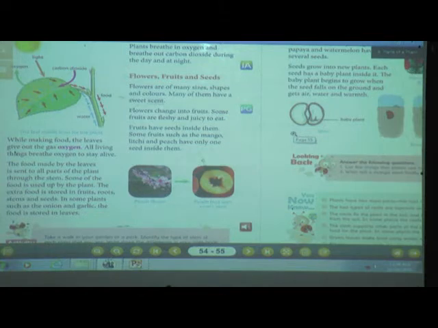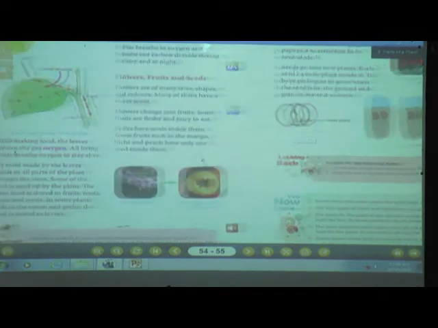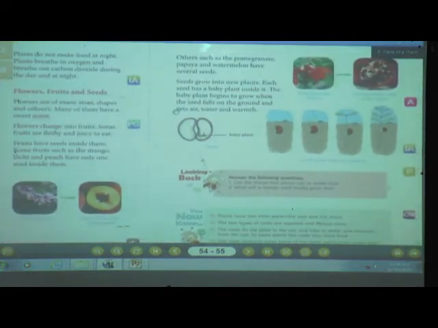Now, why are the seeds important for the plants? See, we have studied about the seeds also. Why are they important? Because new plants grow from the seeds only. How do we grow more plants? With the help of seeds only. So, seeds are very important for the plants.